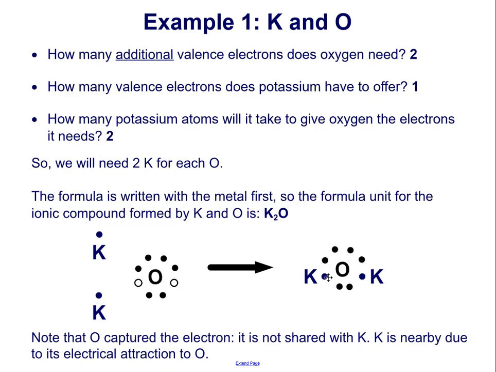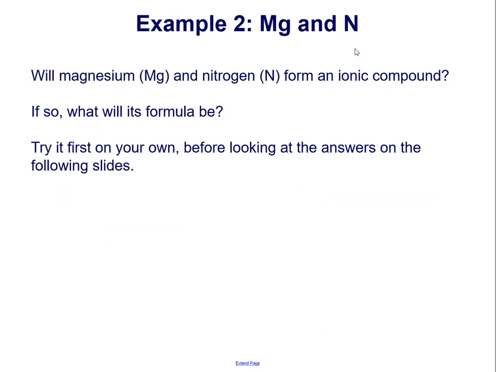Note that oxygen captures the electron. It is not shared with potassium. Potassium is nearby due to its electrical attraction to oxygen, now that they have opposite charges.